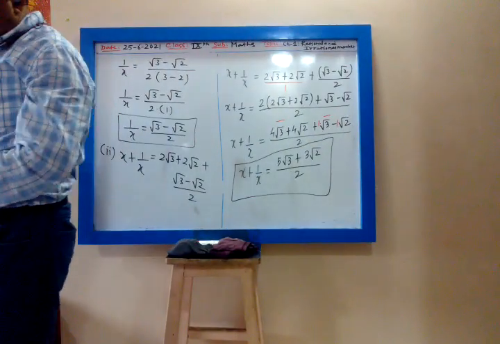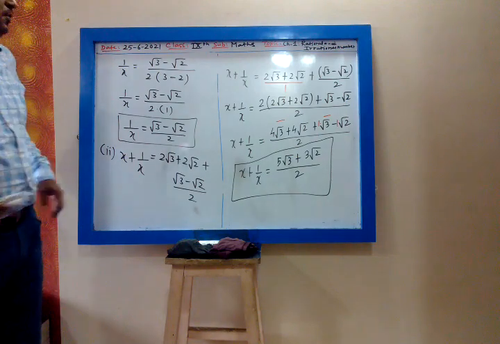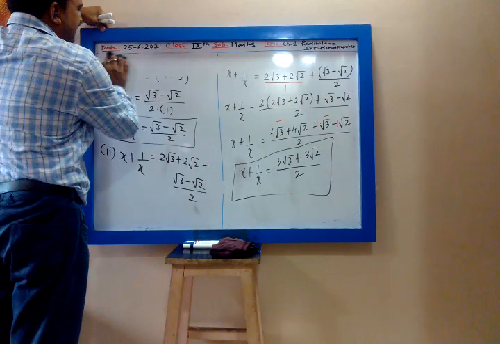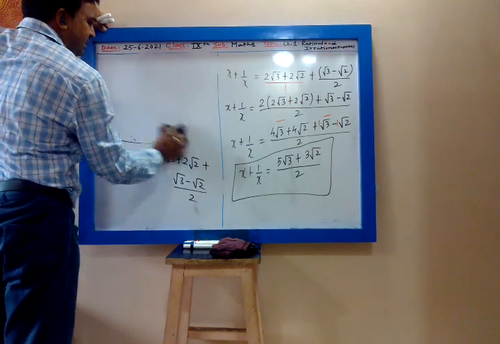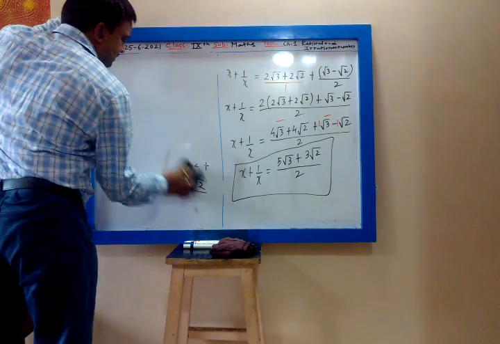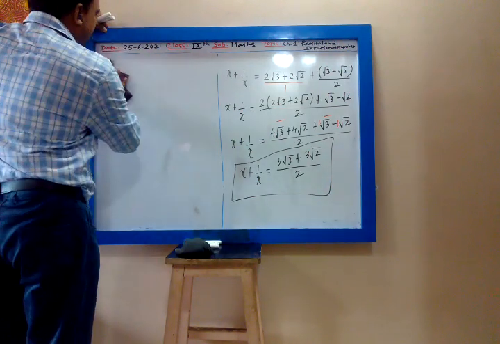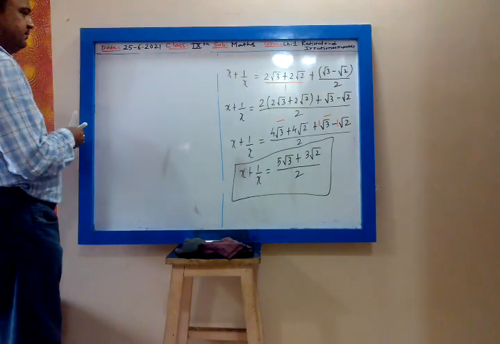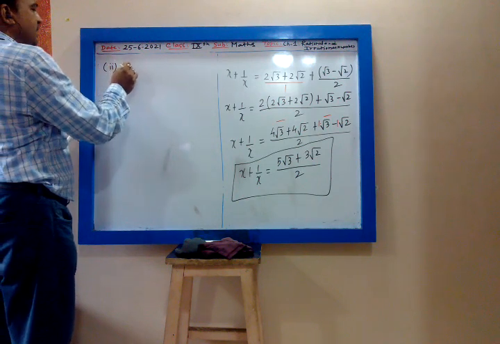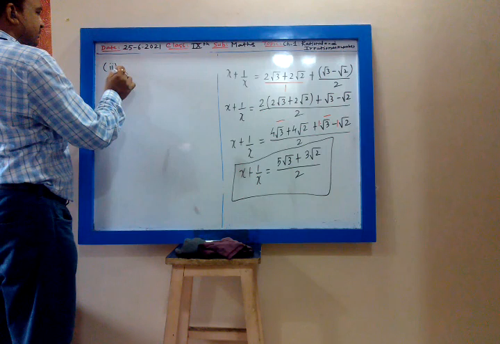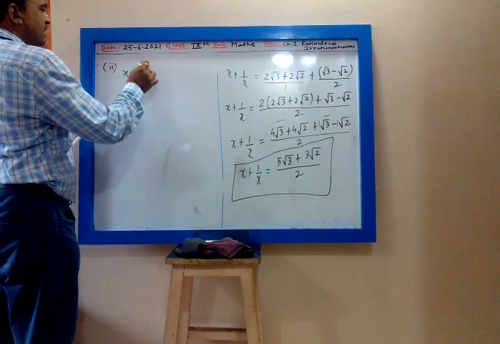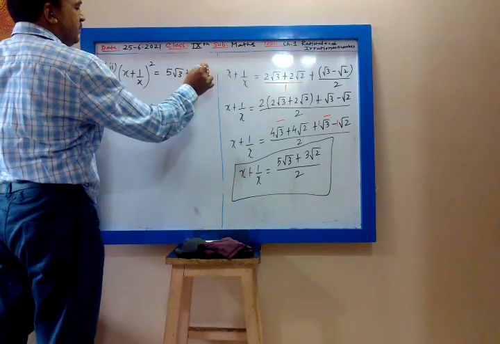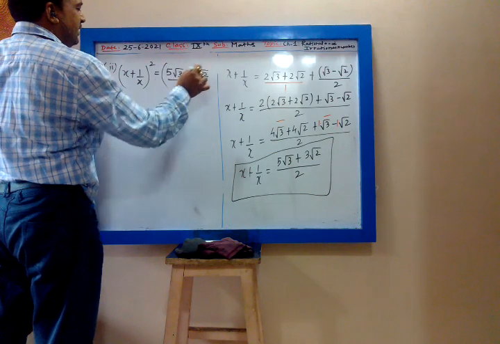Now what is asked? Third part. x plus 1 upon x whole square. So square both the sides. Third is x plus 1 upon x whole square. So find out x plus 1 upon x whole square. x plus 1 upon x whole square will be 5 root 3 plus 3 root 2 upon 2 whole square.